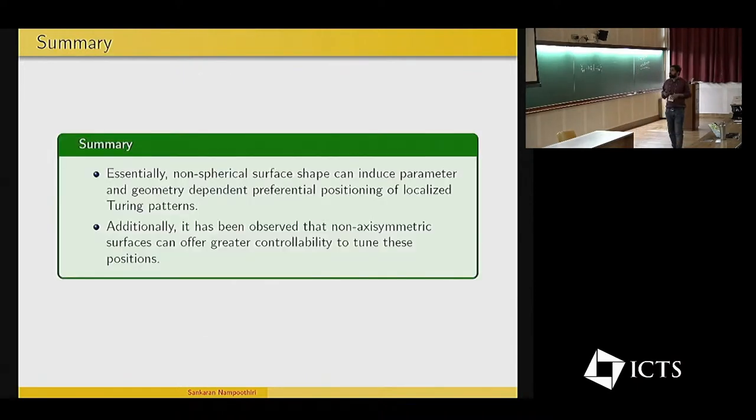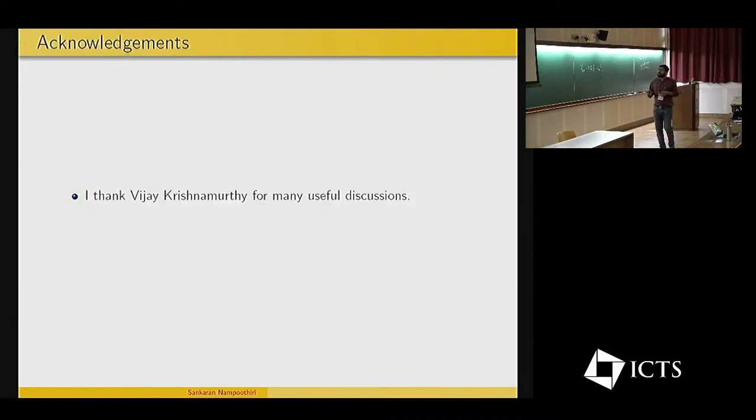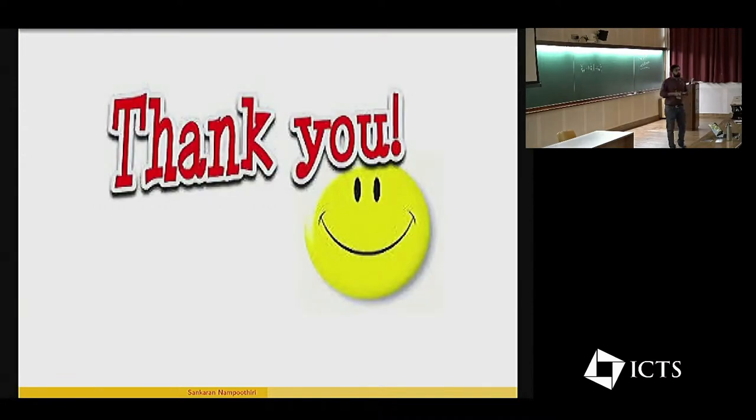And so essentially the summary is this: a non-spherical surface like an ellipsoid can induce a preferential positioning through tuning geometry and the reaction diffusion parameters. And not only that, you have more controllability in tuning this pattern. You can make long axis, second long axis, short axis like that through tuning all these things. So basically this is a summary. So I'd like to thank Vijay Krishnamurthy for many useful discussions, and thank you.